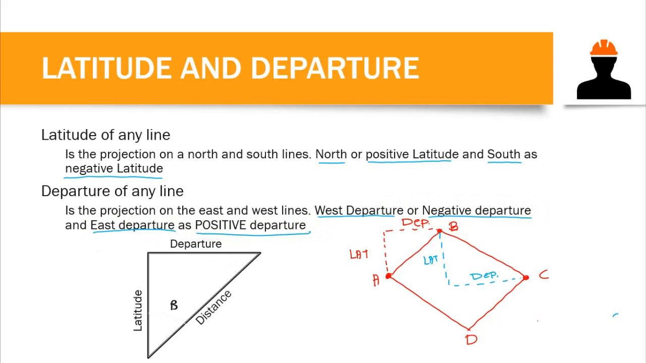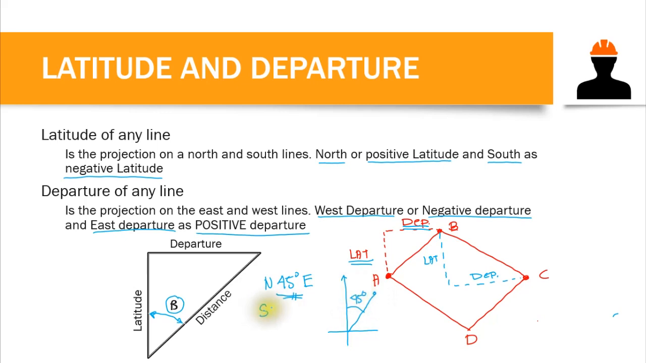But how are we going to compute the value of our latitude and departure? Now, take note, we have here angle beta. This angle beta is what we call the bearing angle. And we know that bearing angle is the angle referred from the north or south lines. So we usually express bearing as an angle from the north or from the south. For example, north 45 degrees east means we have a 45 degree angle from the north towards the east side. So this angle here is 45 degrees.